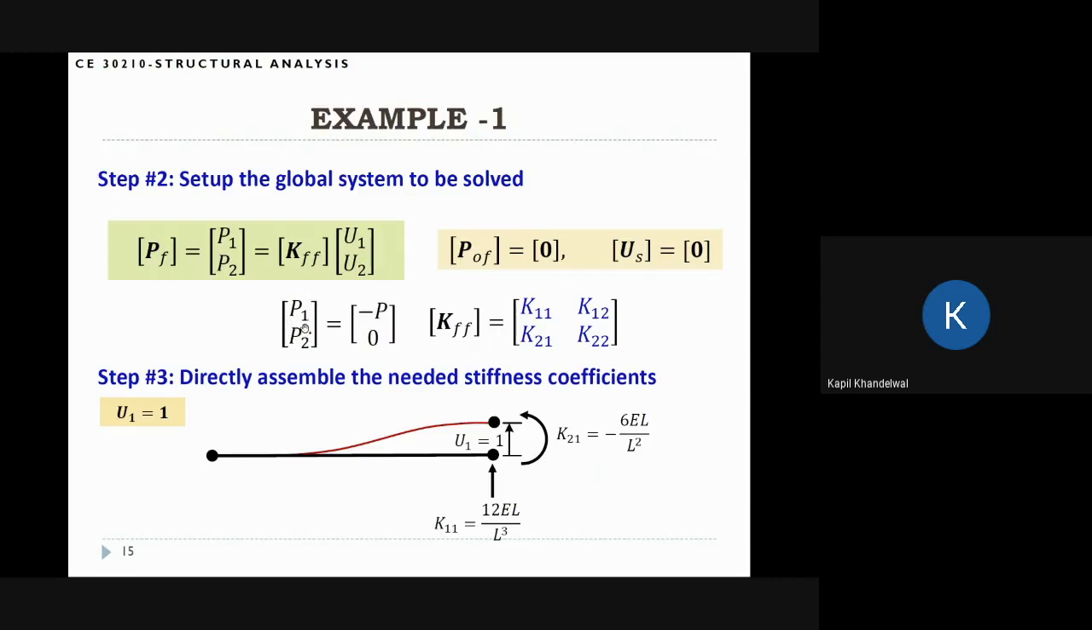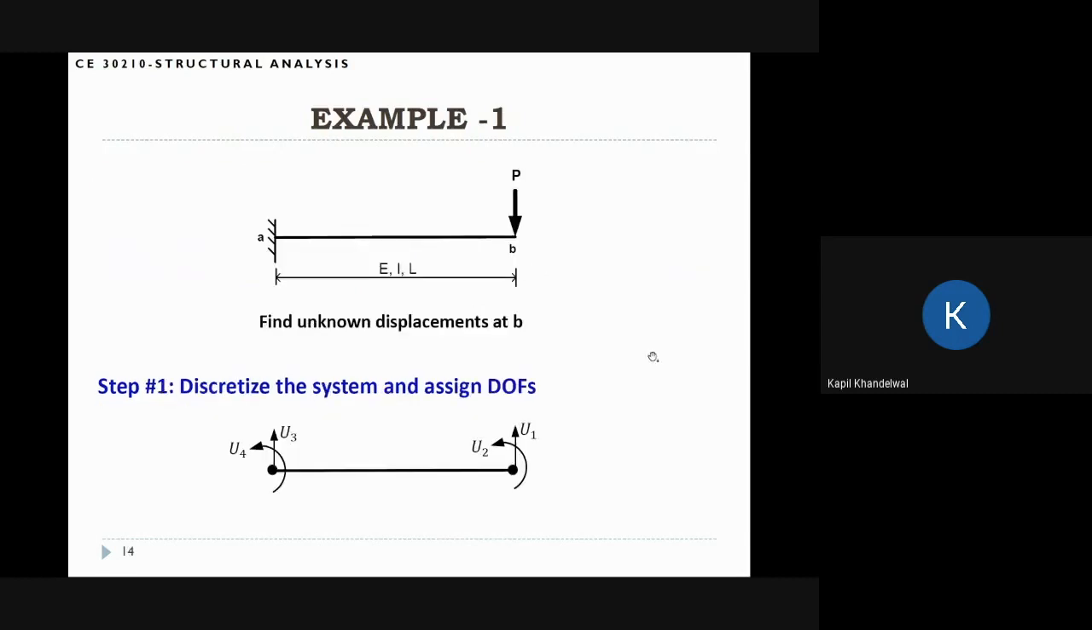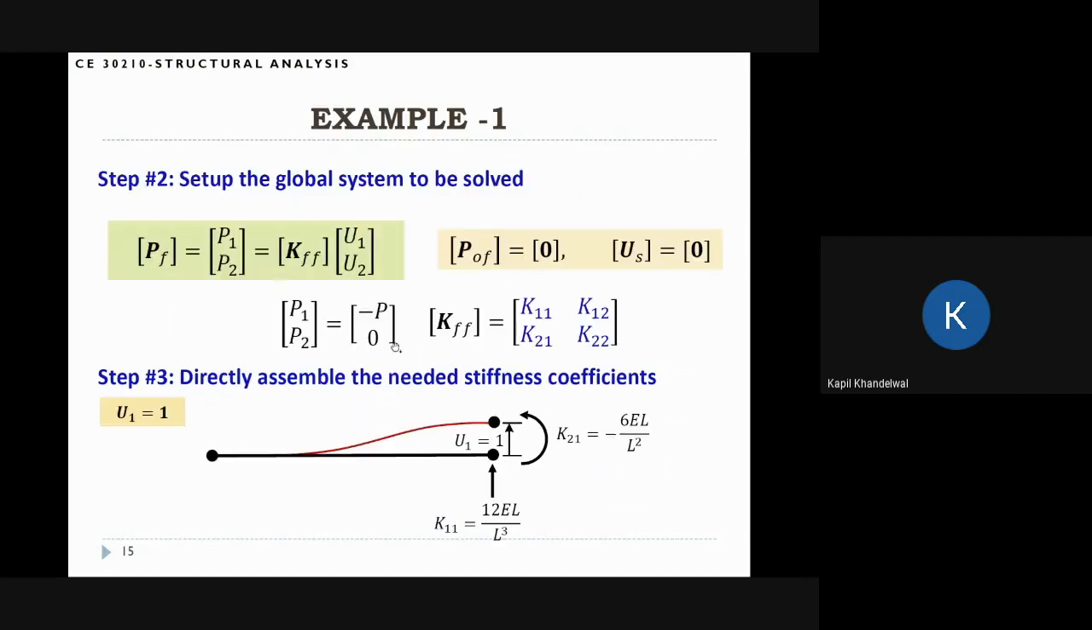If I go back, you can see that P1 is actually minus P, and P2 is 0 because there is no moment acting at this end. So this is our P1 and P2. We need to find KFF, this 2x2 stiffness matrix.